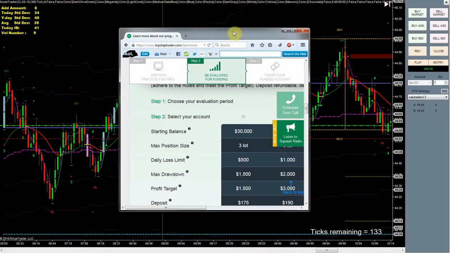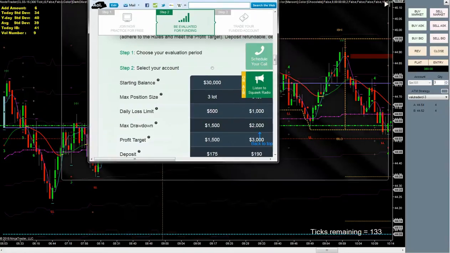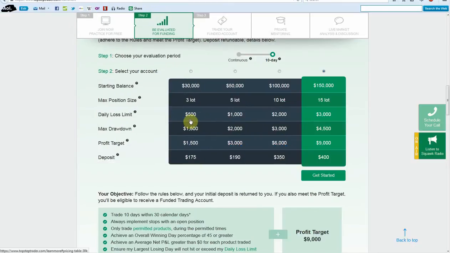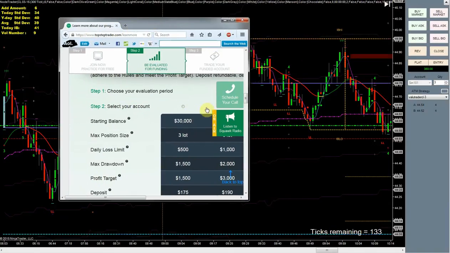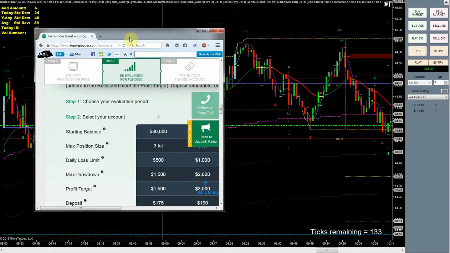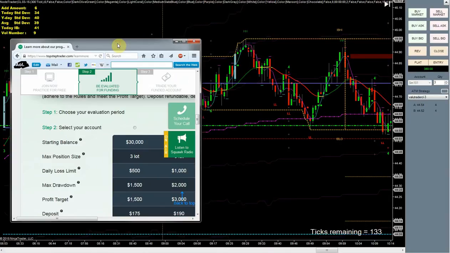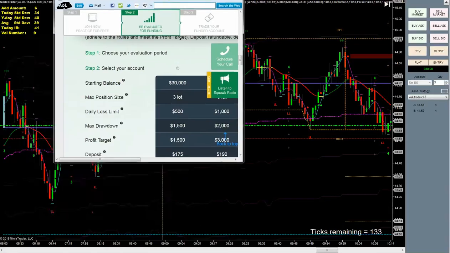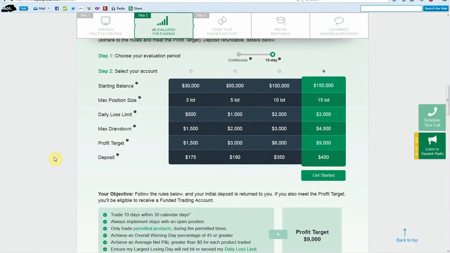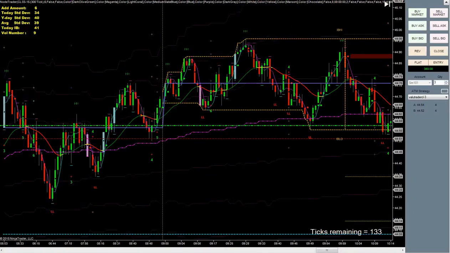And like I said, I do know 2 individuals who have already gone through this process and are already funded. These are individuals that are already funded with this company. So this isn't just me stating this is possible. It's something that I've actually talked to people about, people that are funded and making money. And I believe Top Step pays you 80% of any profit you make after you get funded. So definitely something worth looking into.